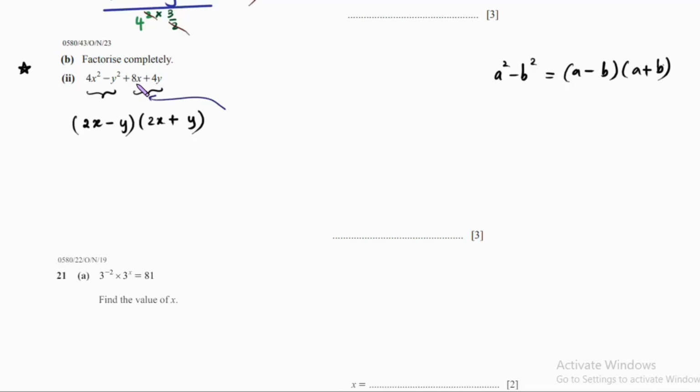In this case, 8x plus 4y, they both belong to the 4 times table. So I can take the 4 out and put the rest, which is this 2x and y, inside the next bracket. That is how we factorize these 2 terms. Now, this is the answer that I get for this one.